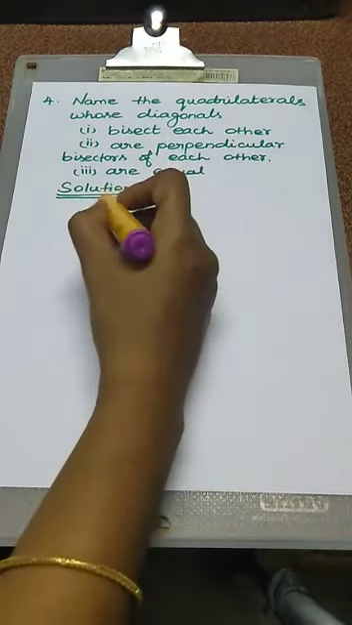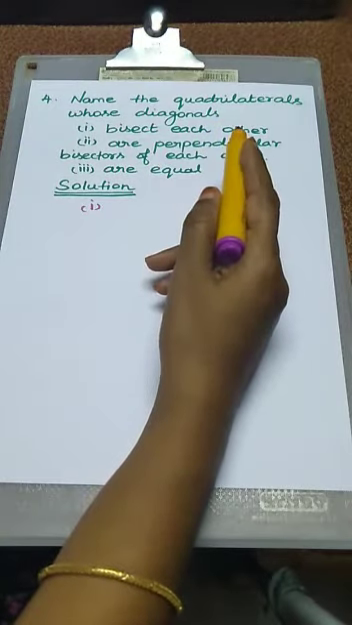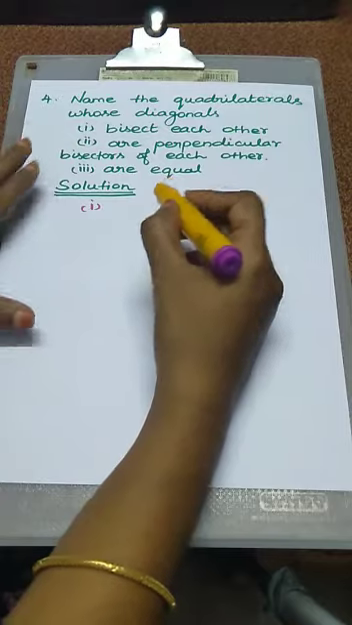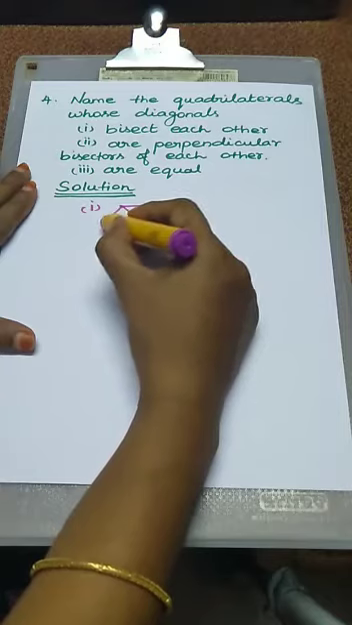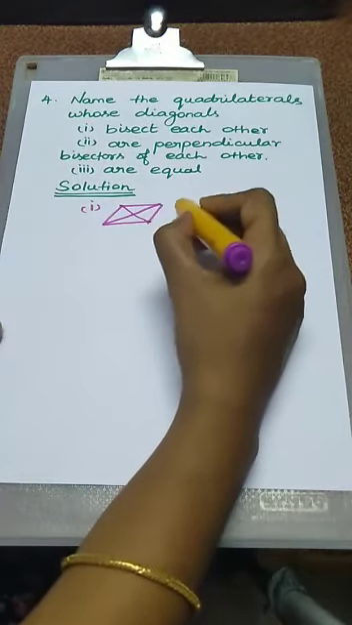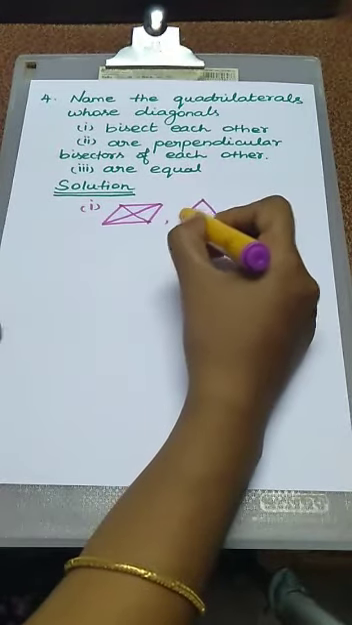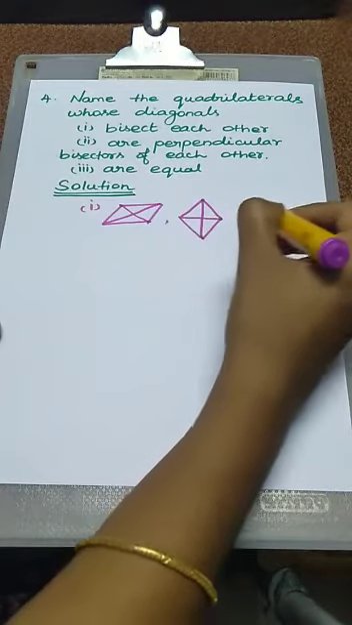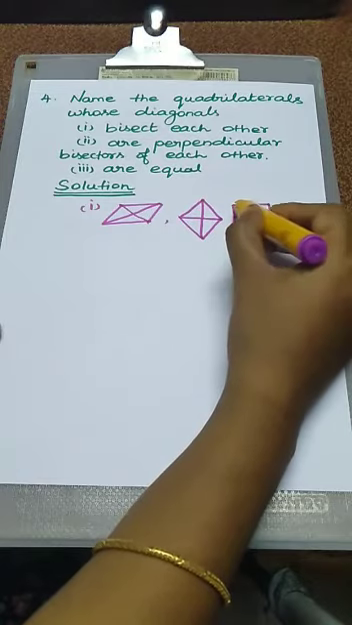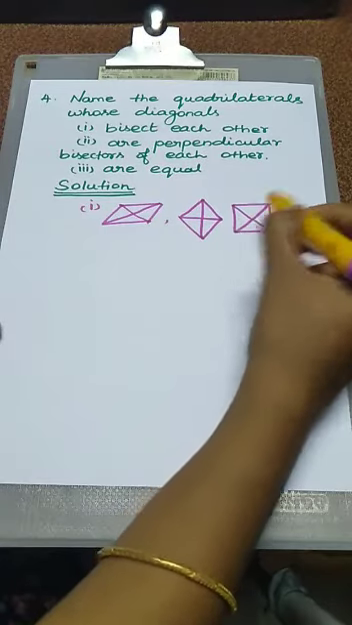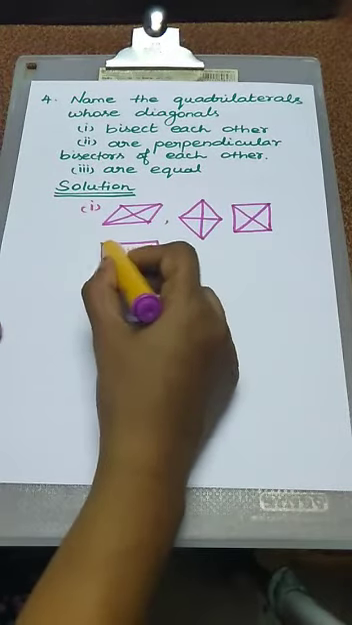Okay. Now I am going to draw a diagram. First one, the quadrilaterals whose diagonals bisect each other. Actually, what are the shapes here? First, parallelogram also, the diagonals bisect each other. Okay. The next one is actually rhombus. Rhombus also, the diagonals bisect each other. And the next one is square. Square also, diagonals bisect each other. And the next one is rectangle. Rectangle also, diagonals bisect each other.